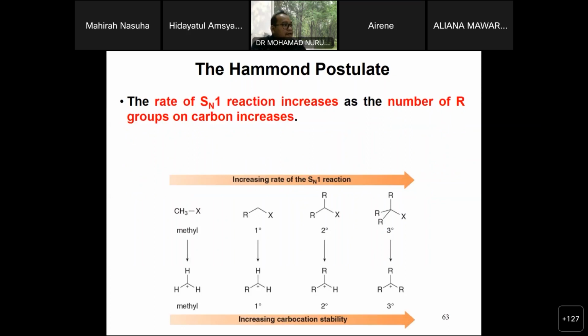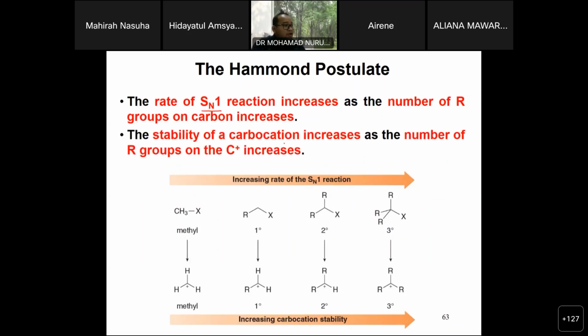So the rate of SN1 reactions increases as the number of R groups on the carbon atom increases. For example, the stability of the carbocation increases as the number of R groups increases. So this explains carbocation stability. Increasing the rate of SN1 reactions will increase the carbocation stability. It is clearly stated that the tertiary carbocation, which is here, is more favorable for SN1 reactions because of carbocation stability, and they will also explain the Hammond postulate.